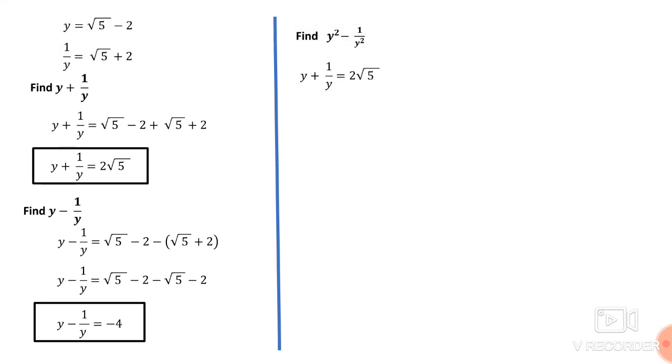To find the value of y square minus 1 upon y square, we have y plus 1 upon y, which is equals to 2 root 5, and y minus 1 upon y, which is equals to minus 4.